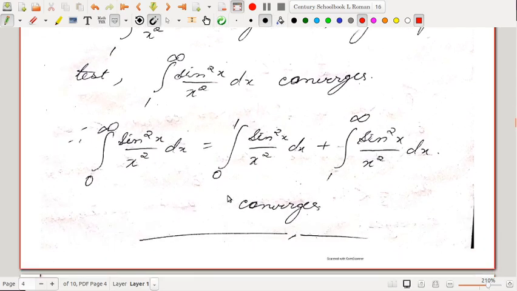Since the first integral from 0 to 1 is a proper integral and this part is convergent, the sum of these two is convergent.